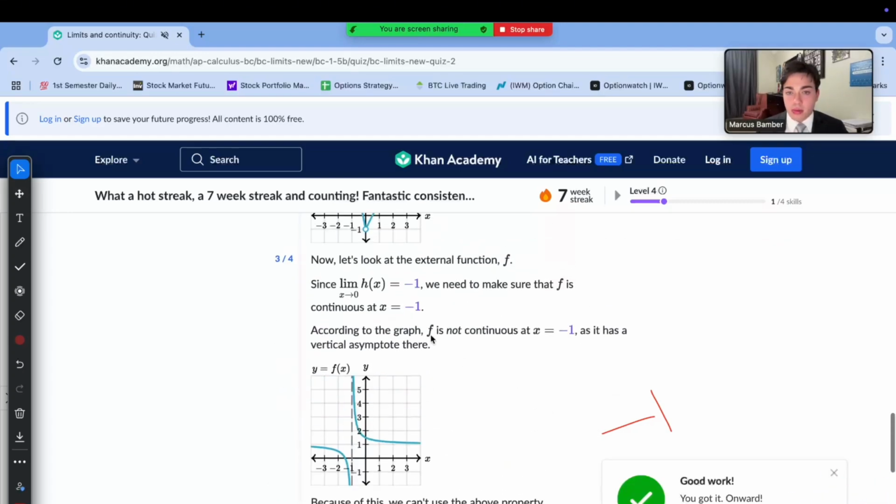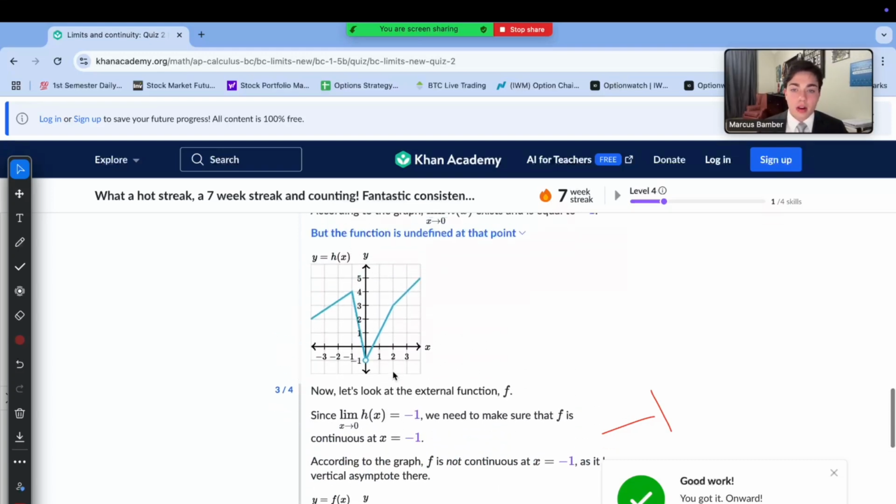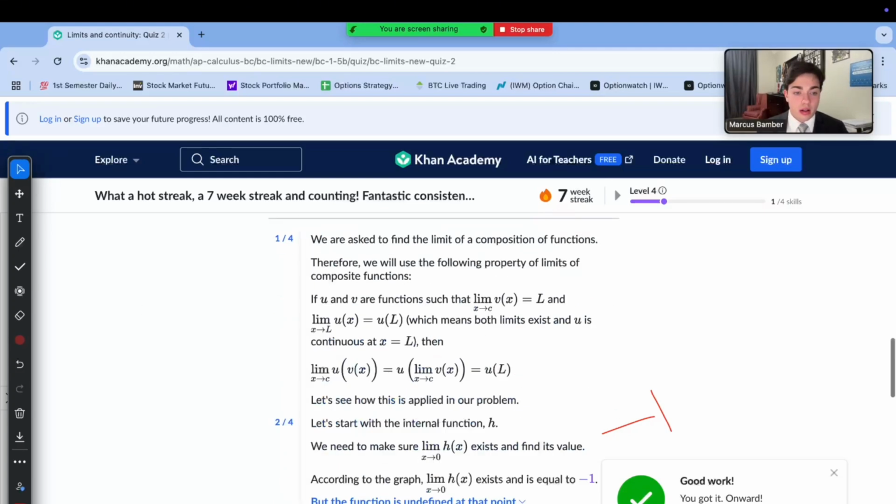As we can see in the explanation here, we first find the limit of the inner function, and then we analyze the limit of f of x as x approaches -1. Since it is unbounded, we cannot solve the composite limit here.